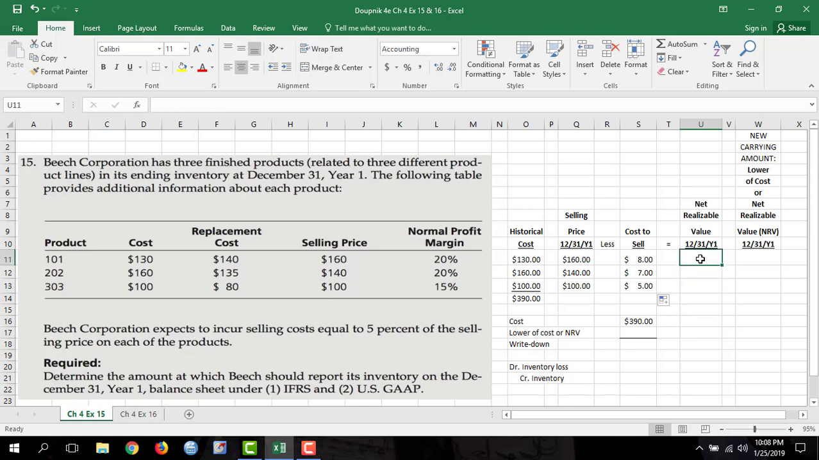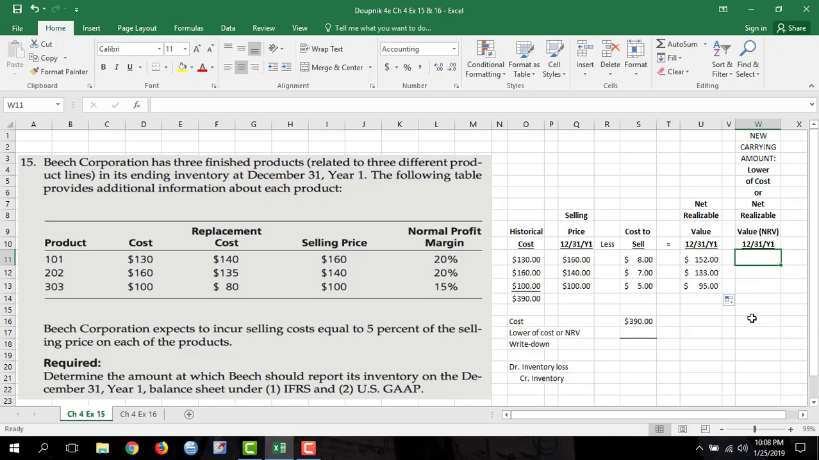Now I will calculate the net realizable value for each of the 3 products. So for Product 101, the net realizable value is $152, and I'll do the same calculation for the other 2 products. So we see net realizable value of $133 for Product 202 and $95 for Product 303.